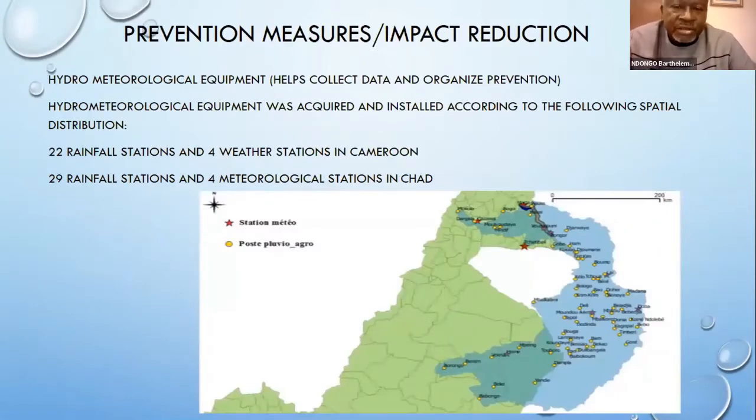Talking about prevention of floods in the Logone Basin, hydrometeorological equipment has been installed. Amongst them, we have 22 rainfall stations and 4 water stations in Cameroon, and 29 rainfall stations and 4 meteorological stations in Chad. You can easily realize that the flood issue is addressed by the 2 boundary countries and the equipment has been installed. The data collected is managed by the 2 countries under the supervision of the Lake Chad Basin Commission.